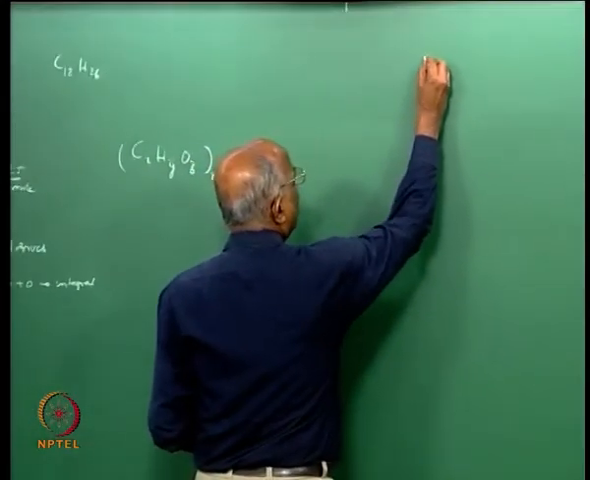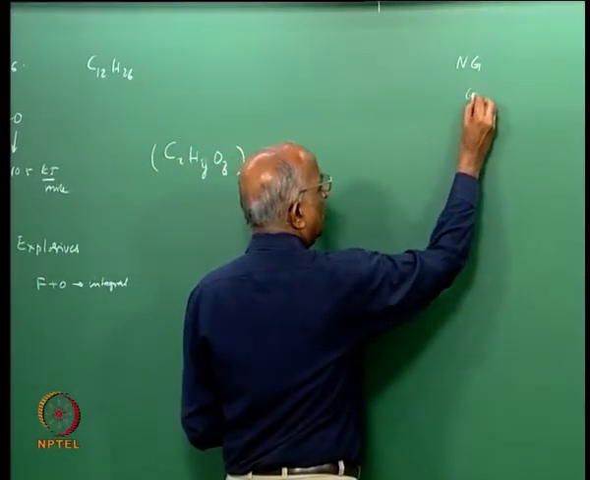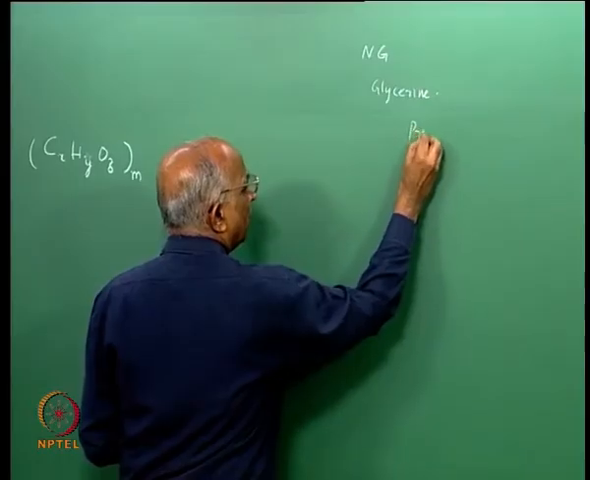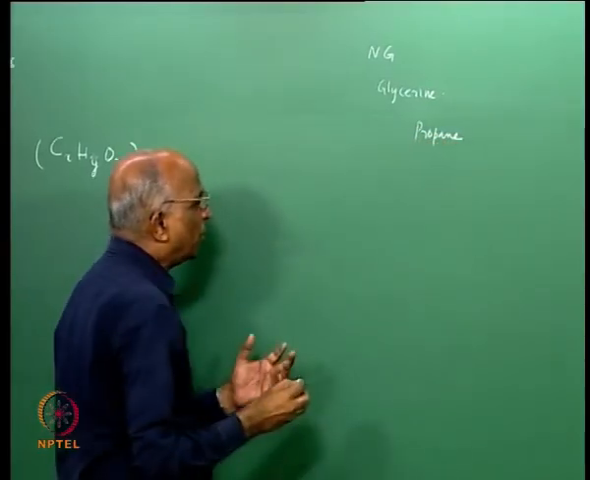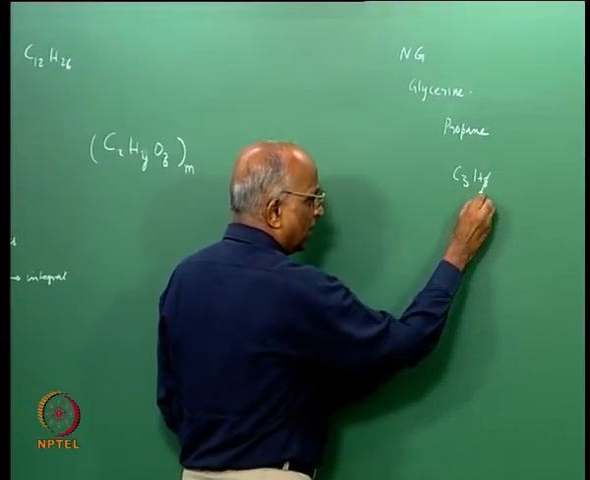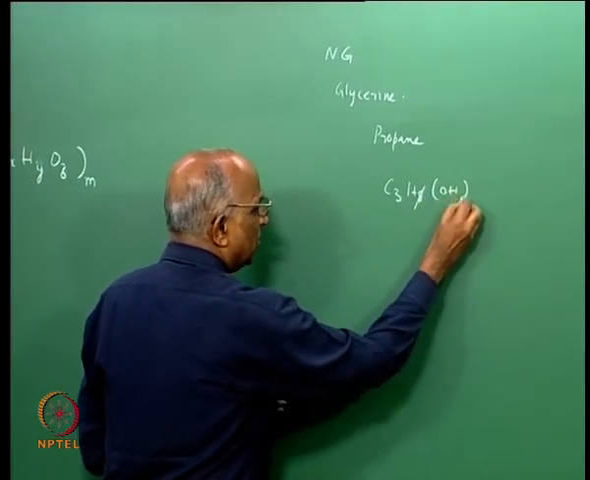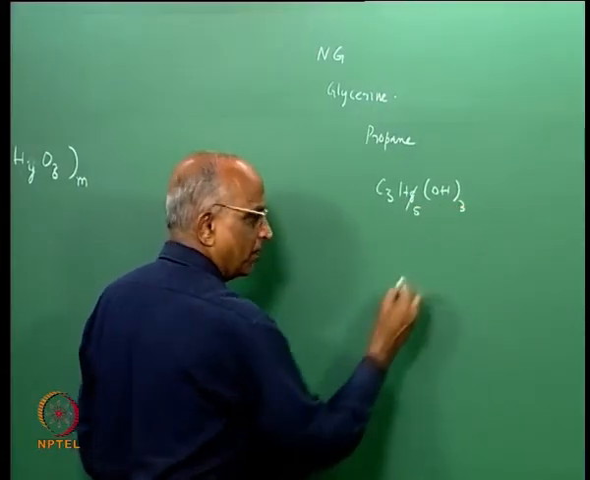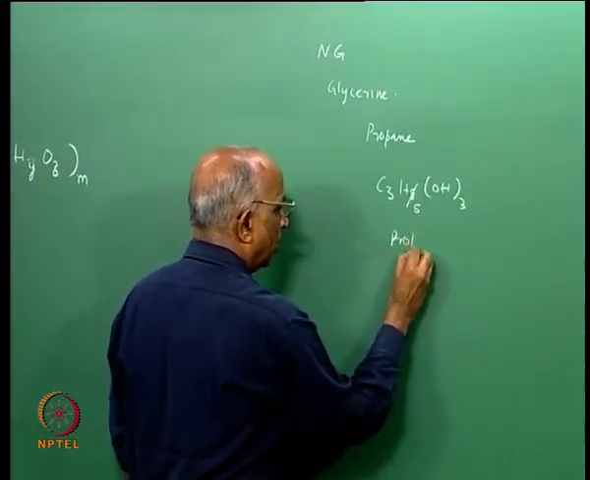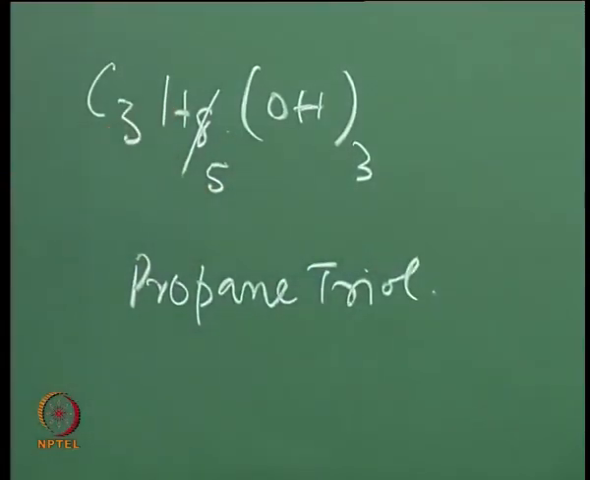In the last class I started with nitroglycerine. When we say nitroglycerine, it is basically we are talking of glycerine, and glycerine is derived from propane, and in propane what you do is you take C3H8 which is propane, you take 3 of the 8 H atoms, substitute it by OH, that means we have C3H5(OH)3. This is known as propane triol. That means it is just an alcohol of propane.